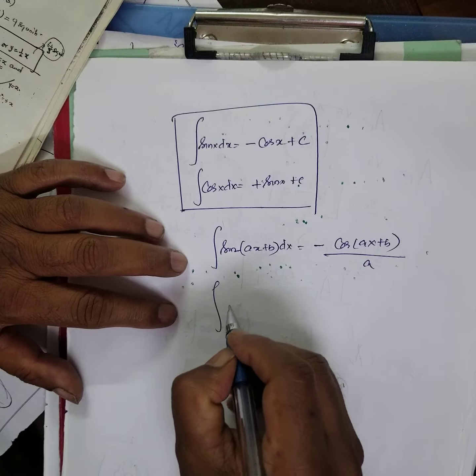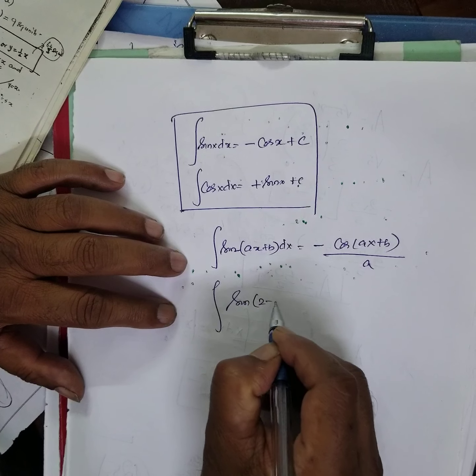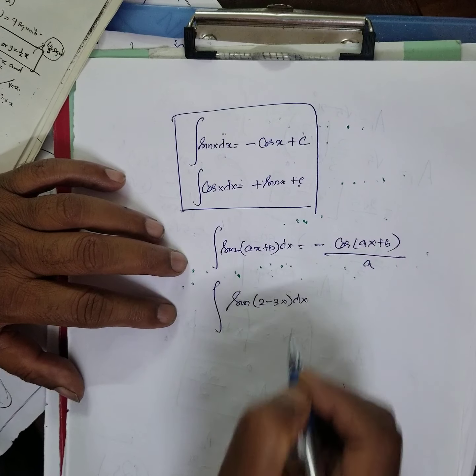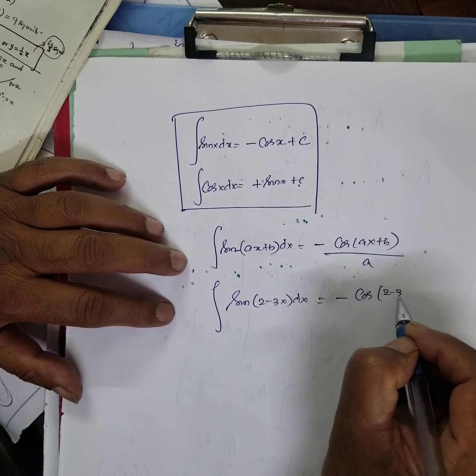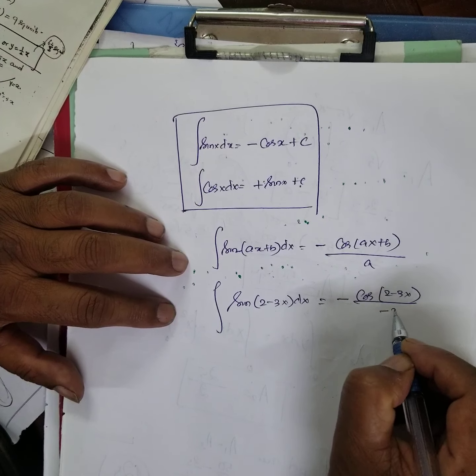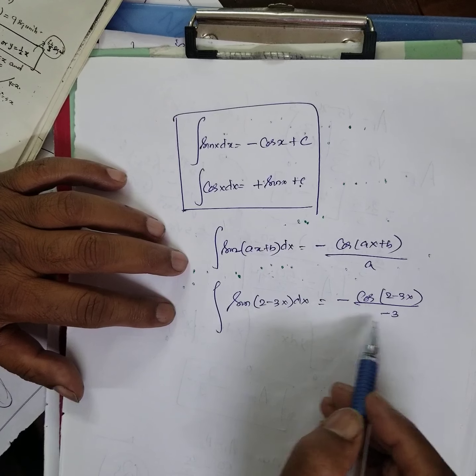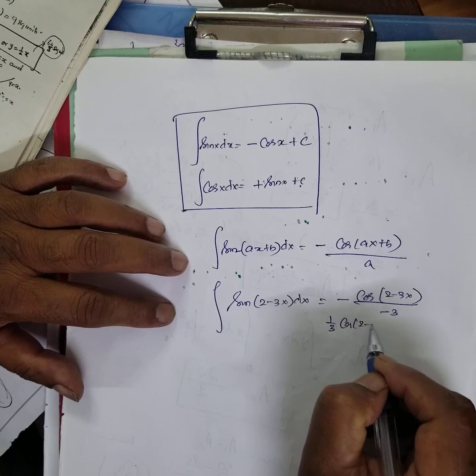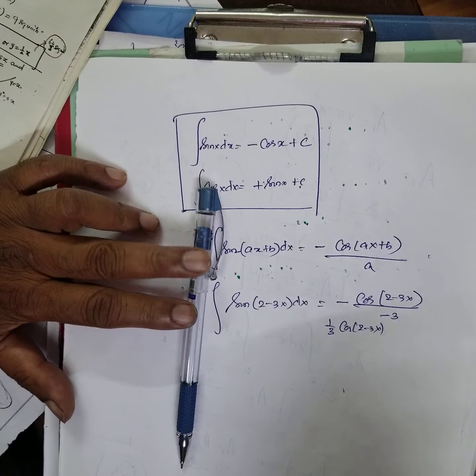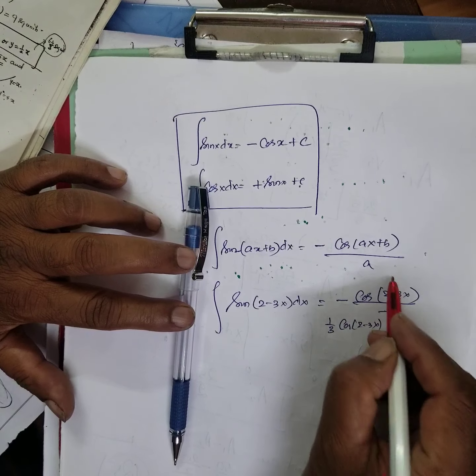So example, integration of sin(2 minus 3x) dx. What do you have to do? Minus cos(2 minus 3x) by the coefficient of x, which is minus 3. Minus minus gets cancelled, plus what? 1 by 3 cos(2 minus 3x). The problem with this, most of the students, is they forget this.